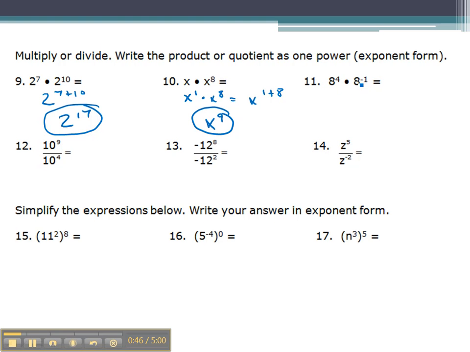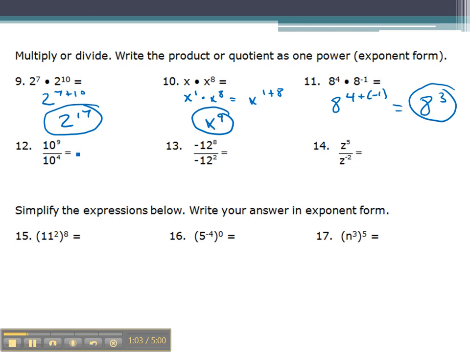Number 11, we have a positive exponent and a negative exponent, but our base number is the same. We're just going to treat it the same way. It's 8 to the 4 plus negative 1, and adding a negative 1 is the same as subtracting 1. So this equals 8 to the third power.